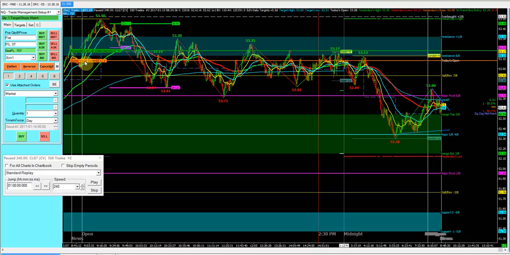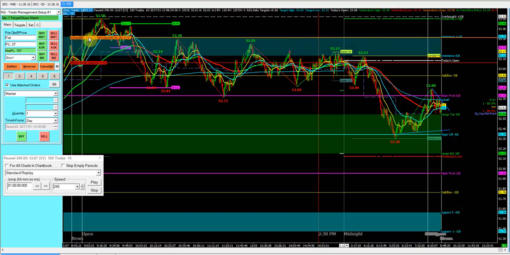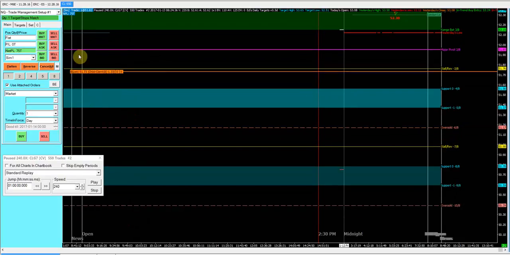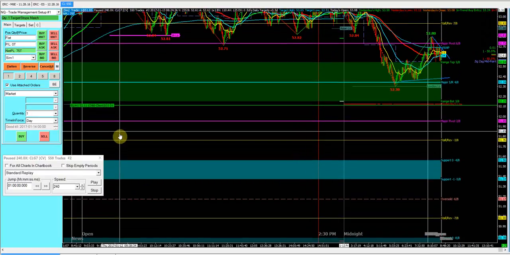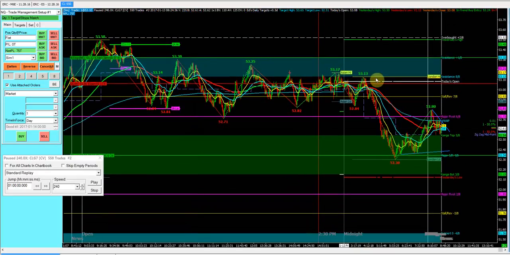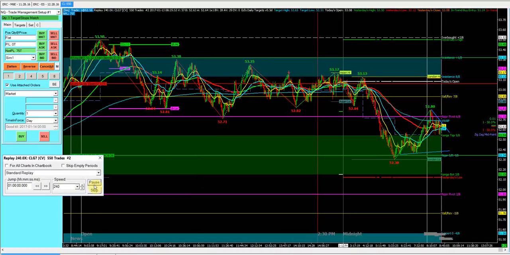Oh, 53.06. I got some ticks to burn, so I'm gonna put this up here, and I'll put my sell limit. A lot of times the market will give you a second chance to get an entry. Maybe not quite as good as the previous one, but sometimes it will give you a second chance. So let's see what happens.